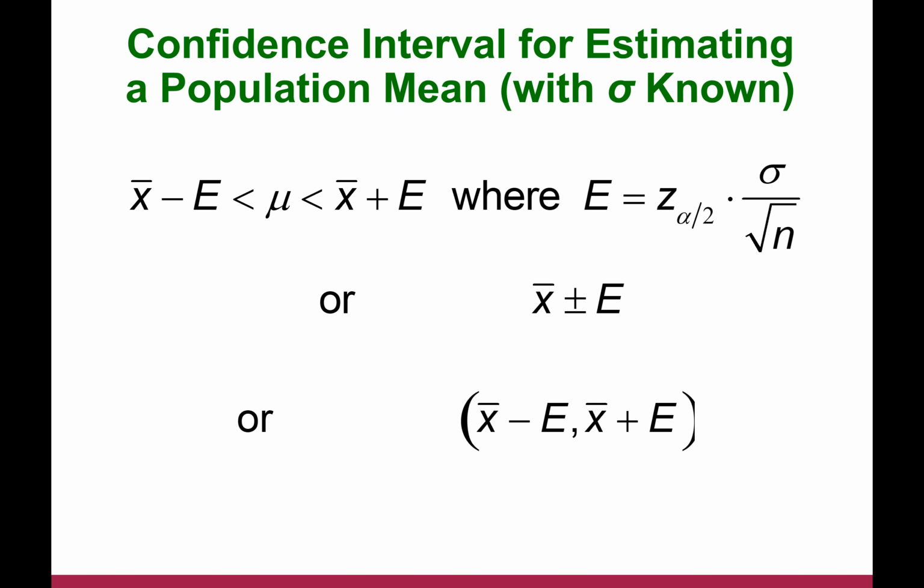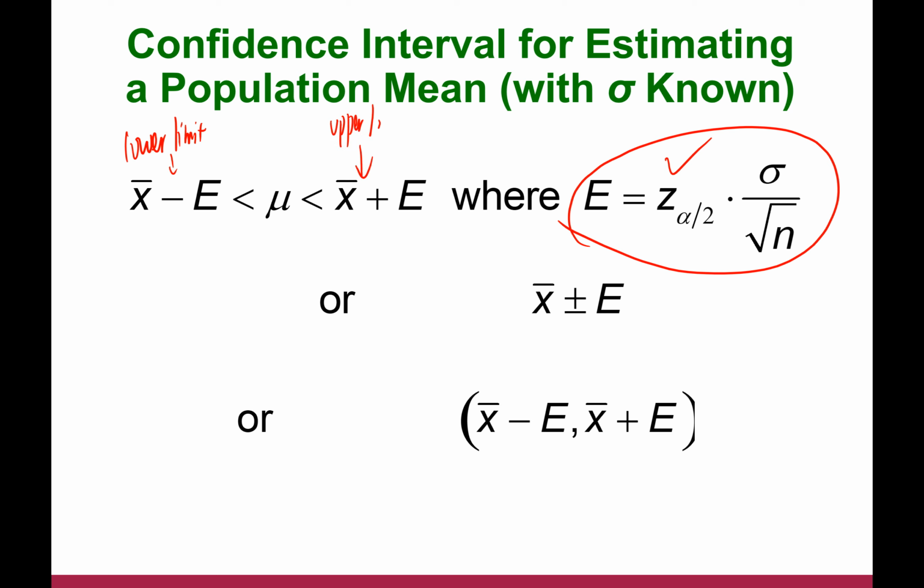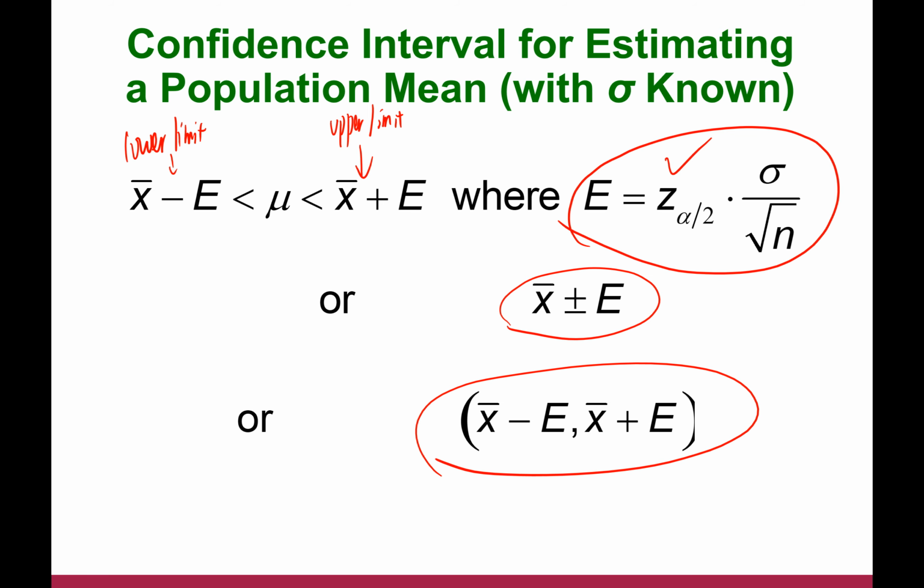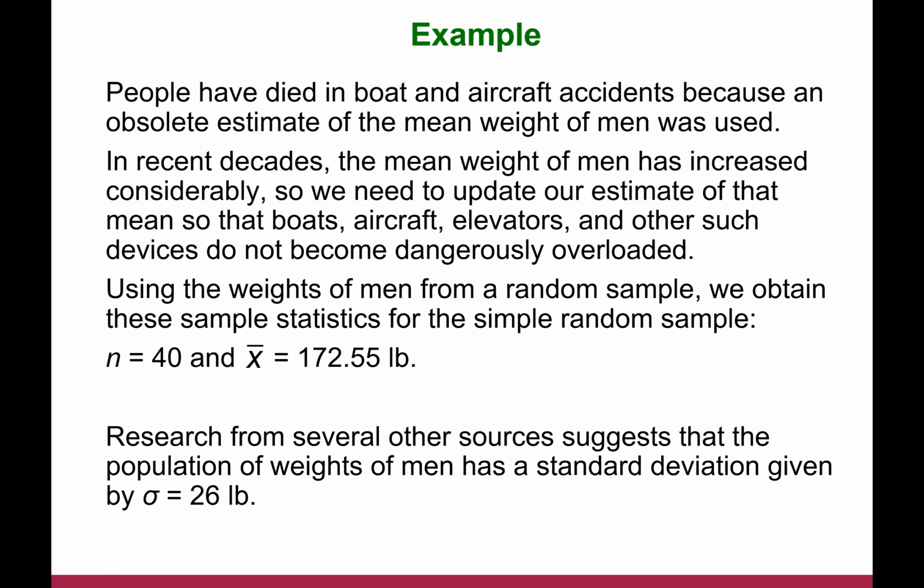First of all, let's find the margin of error using this formula: critical z-score times population standard deviation over square root of sample size. From there, we get a lower limit and an upper limit. The lower limit is the sample mean minus the margin of error. The upper limit is the sample mean plus the margin of error, and the population mean is located within the interval. You can also write it as x bar plus or minus the margin of error, or in interval notation. Okay, so let's take a look at an example.